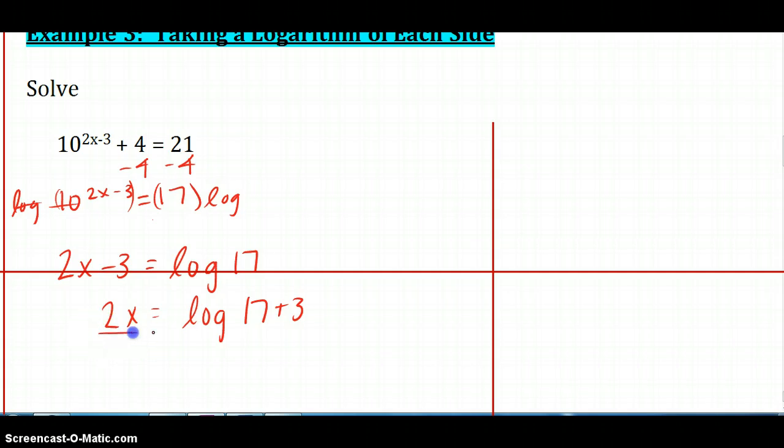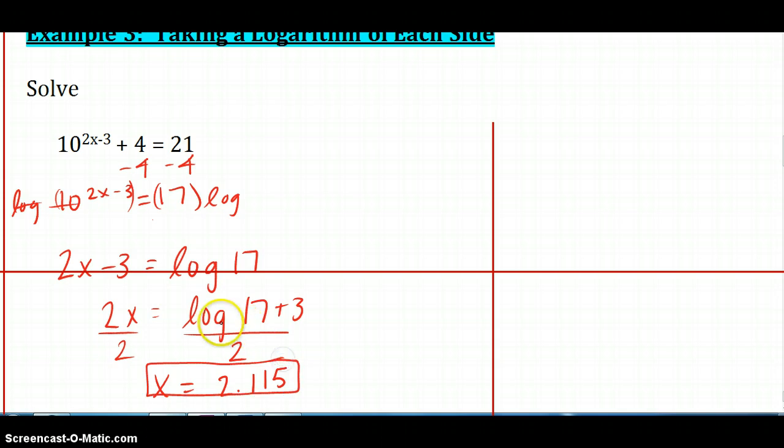And your final step for solving for x would be divide by 2. So if you type this in your calculator, you actually type log of 17 plus 3 and then divide by 2. You should get around 2.115. Now it's important to use order of operations. Type in your calculator log of 17, then add 3, and then divide by 2.